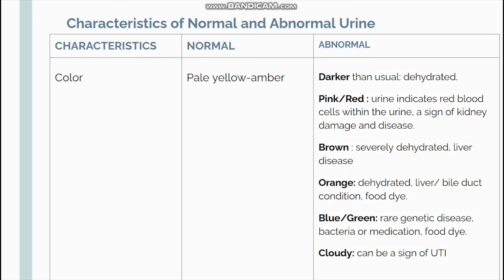For color, normal finding is pale yellow to amber. Abnormal findings: darker than usual, you may be dehydrated. If it is pink or red, it indicates red blood cells within the urine or a sign of kidney damage and disease. Brown, severely dehydrated or liver disease. Orange, dehydrated, liver or bile duct condition, or food dye. Blue or green, rare genetic disease, bacteria, medication, or food dye. Cloudy, it can be a sign of UTI.